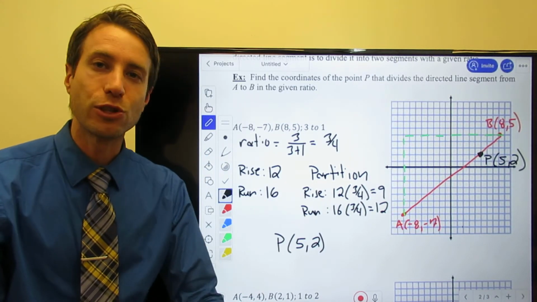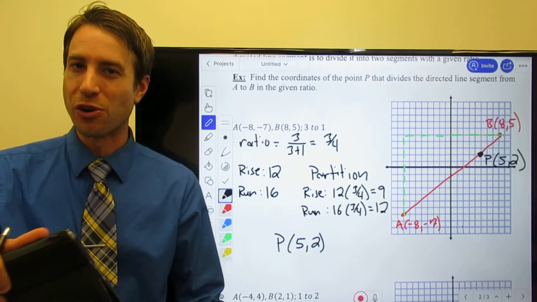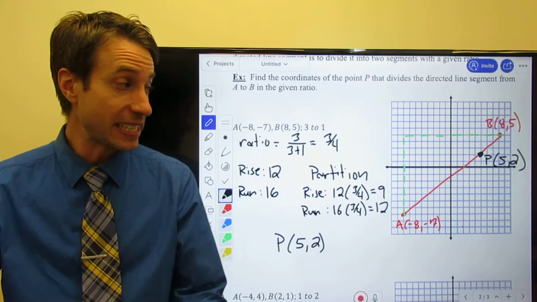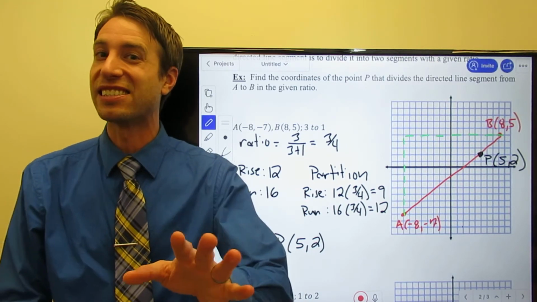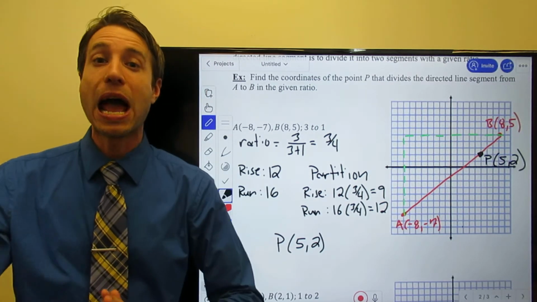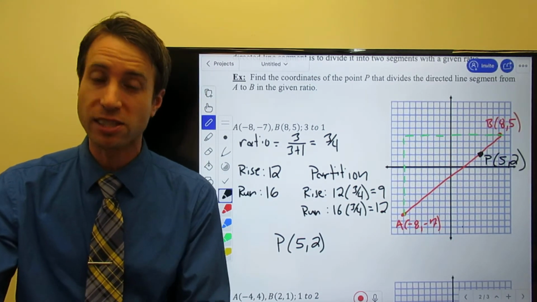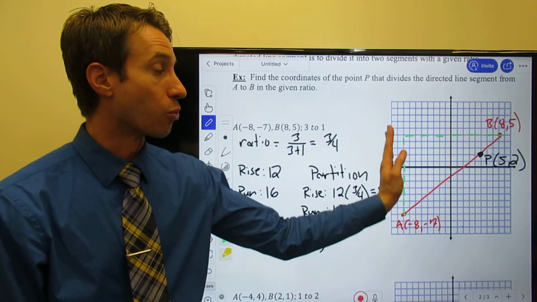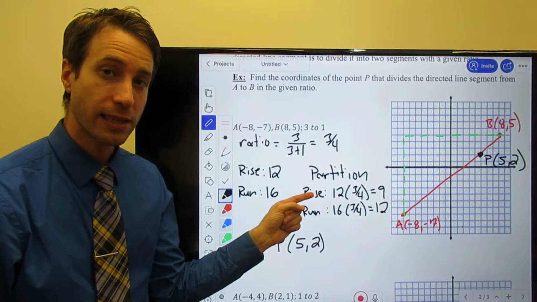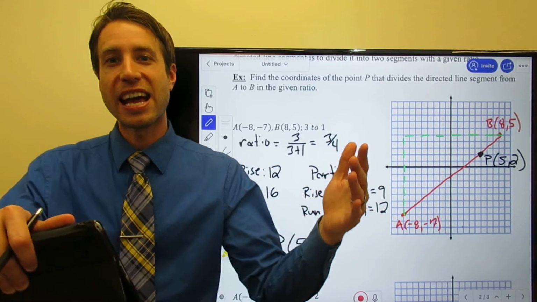And we didn't even have to do anything with the distance formula or midpoint formula or anything like that, which is what we were thinking we may need to do when we first looked at it. Instead, we worked smarter, not harder. We just took our directed line segment and we took a look at the components of the directed line segment, the rise and the run. Then we just simply partition the rise, partition the run, and you go from there.